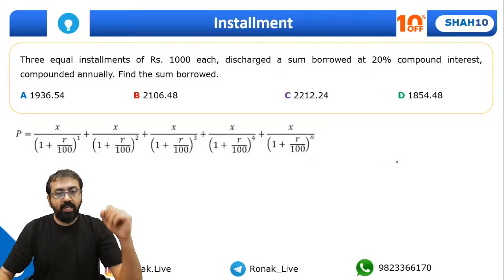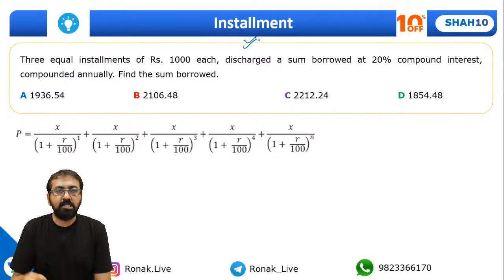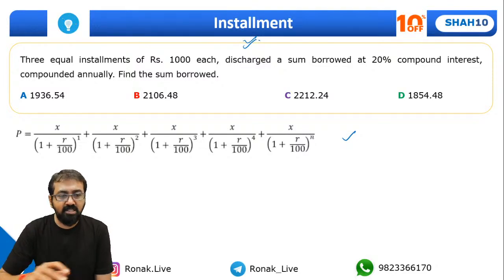Great. Okay, now guys, there is something called installment. So installment we'll discuss in detail in the simple interest, compound interest session. For timing, you can just remember this formula. Okay, you can just remember the formula because you will have to understand this in detail.